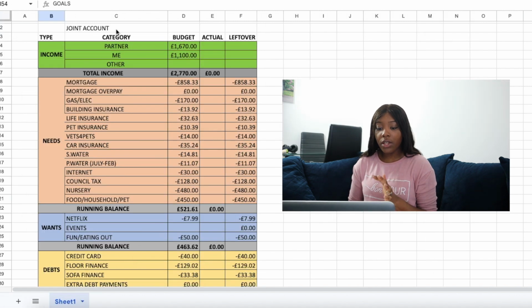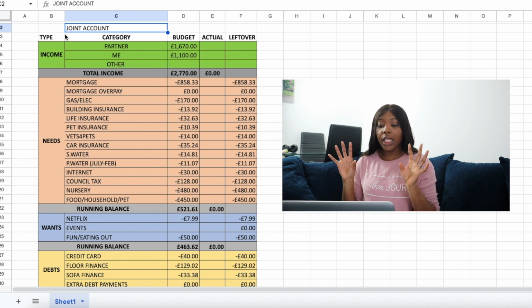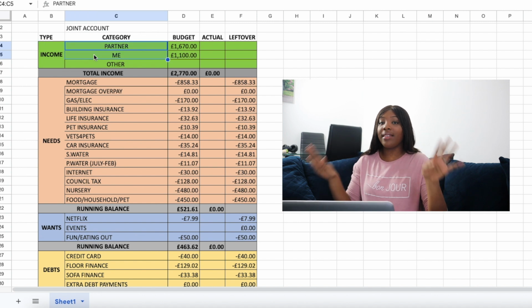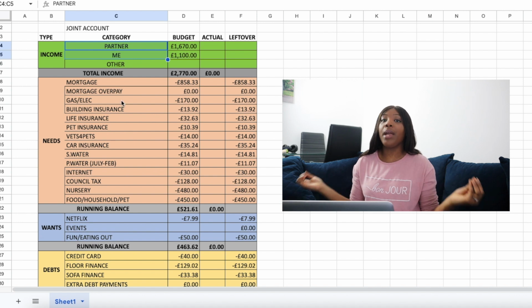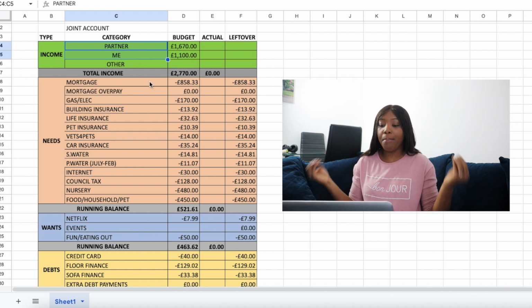Okay, so I'm first of all going to have a look at the joint account. I assume what's happened is that they both get paid into their separate accounts, and then they have a joint account where they have joint bills to pay for, and they will then contribute a certain amount.